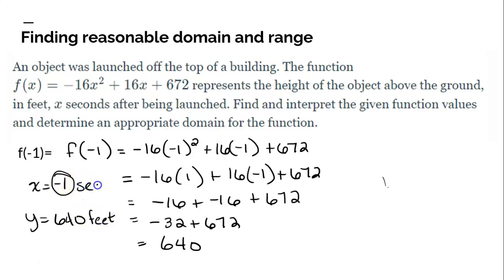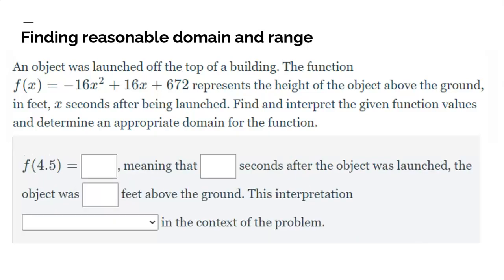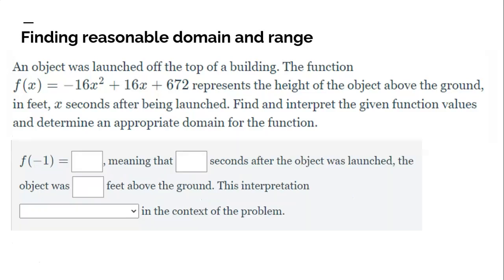So what we've got is -1 seconds and 640 feet. We're going to keep that in mind, and we're going to try another one. Oh, I'm sorry. F of -1 equaled 640 here, meaning that -1 seconds after the object was launched, the object was 640 feet above the ground. This interpretation is not reasonable.